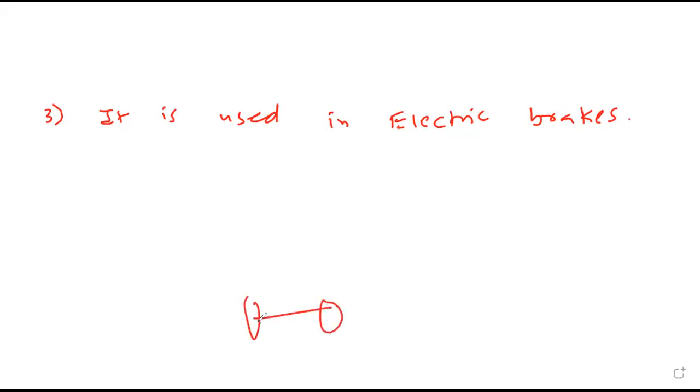Third one. It is used in electric brakes. That means to stop electric trains or locomotives, the driver first puts off the supply so that the train cannot be pulled further, and then applies alternating current between the axle in the drum on the axle. So when eddy current is produced, it will try to oppose that motion due to inertia. So the train will come to rest almost instantly.